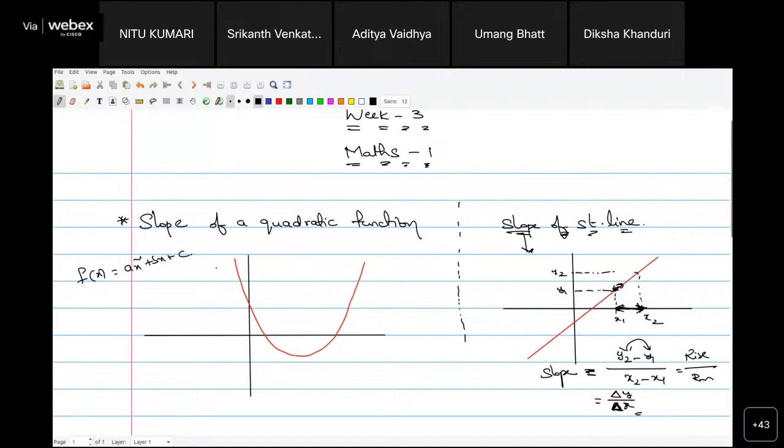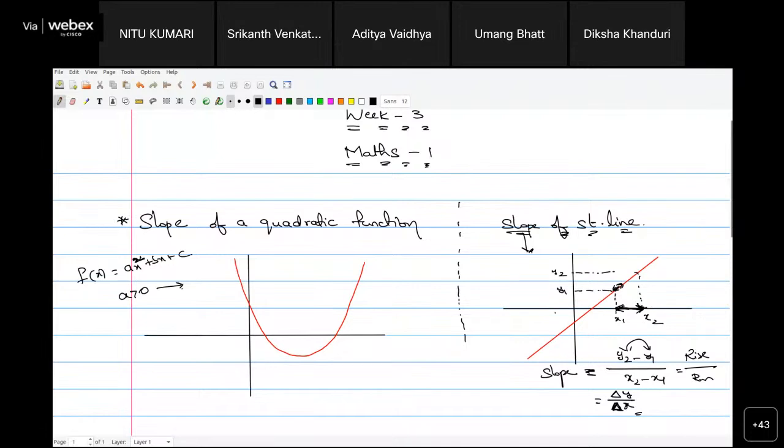The leading coefficient is greater than 0. So the coefficient of x square, which is a, if a is greater than 0, the corresponding graph will be an upward parabola. And the other case is when a is less than 0, in that case it will be a downward parabola. Now let us suppose the graph of my quadratic function is like this.